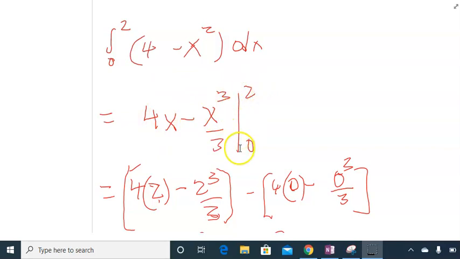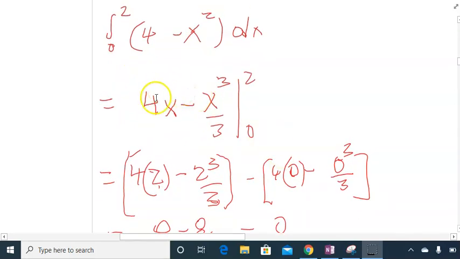You write it to the right, with the 0 at the bottom and the 2 at the top. It looks like an absolute value sign, except that it doesn't have the left side. Then this will be equal to, you're going to evaluate this function at 2 and then subtract the same function evaluated at 0. So these are parentheses right here: 4 times 2 minus 2 cubed over 3. So you replace the x with 2 first.